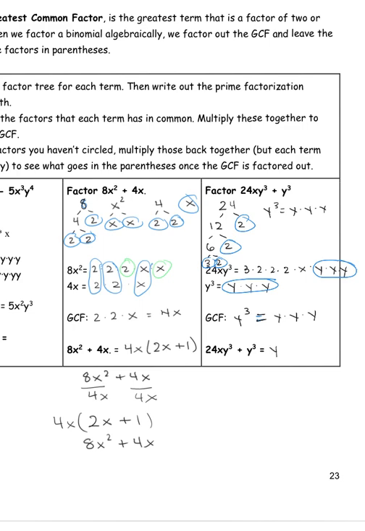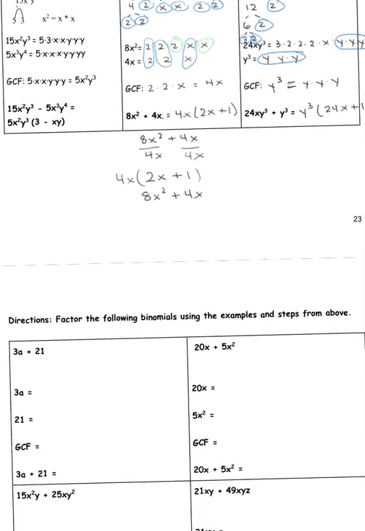So we're going to go ahead and pull out our y cubed. Then we're going to divide each term by y cubed. And that's what's going to be left inside of the parentheses. So that gives me 24x plus 1. So remember, we still have to have that 1 there because then when we go back and multiply our y cubed, that gives us back our original expression.